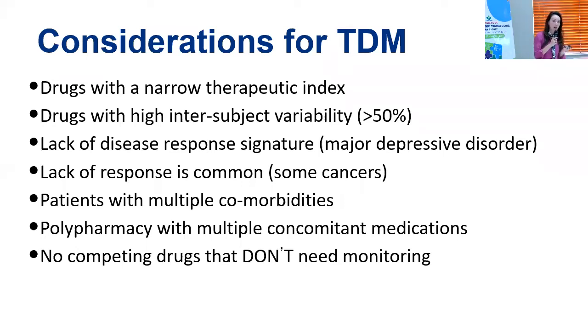Lack of response is common. For example, for some cancers, we actually do TDM in the United States, and I'm not too familiar with the practice here. Also, patients with comorbidities. For example, for a drug like phenytoin, we do monitor that there, but in patients with comorbidities or on concurrent medications that have drug interactions with phenytoin, we actually get a free level that we normally won't routinely get in the hospital setting. Of course, polypharmacy is common, especially for the NICU population as well as the PICU.